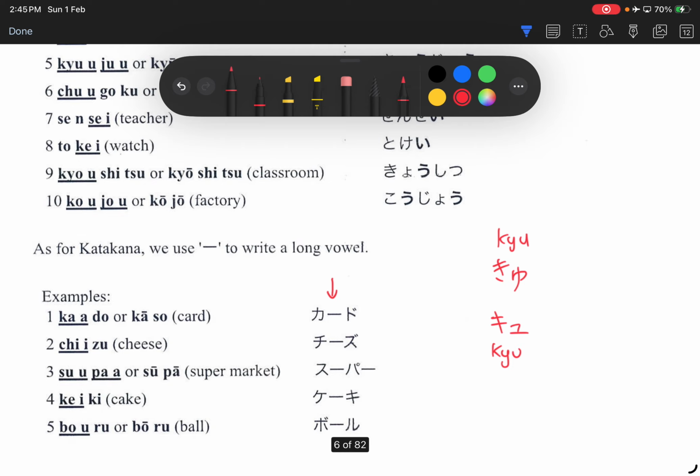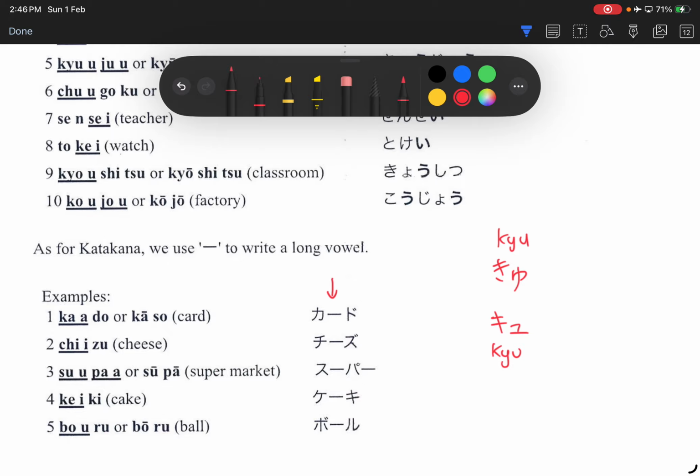So let's see an example below. Instead of writing ka-a-do, we just put a dash. The second A is just a dash. So kaado, card. Then for example, cheese, we also represent it with a dash. All these are foreign borrowed words. Card is English, cheese is also English. So we represent all these words not in hiragana, but in katakana characters.